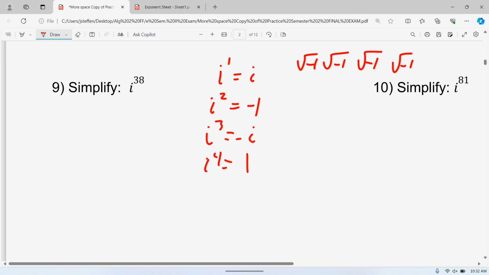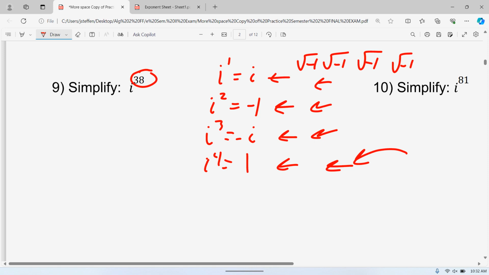Then it goes in a loop. I to the fifth is back up to I, then I to the sixth, I to the seventh, I to the eighth, I to the ninth, I to the 10th, I to the 11th, I to the 12th, and you realize every multiple of 4 starts over at 1. So you want a multiple of 4 that's as close to 38 as I can get without going over. That's 36. I need 38, so I have 2 left. Now the whole reason I picked 36 is it's divisible by 4.